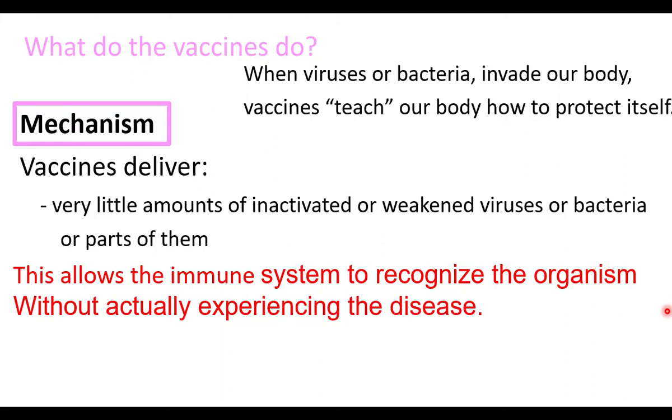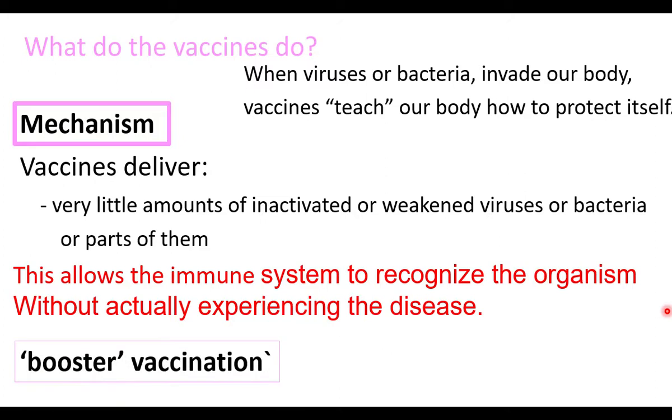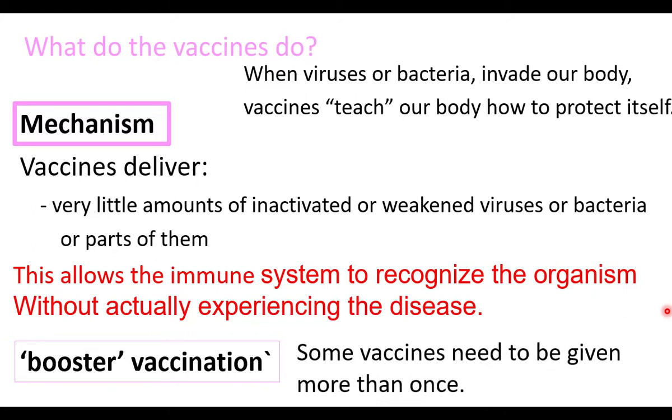Without developing a disease, the immune system recognizes the antigen, that is the microorganism which is injected during vaccination, and develops immunity. In some cases, the vaccine has to be repeated, that is booster vaccination. Some vaccines need to be given more than once. Such vaccines are called booster vaccination.